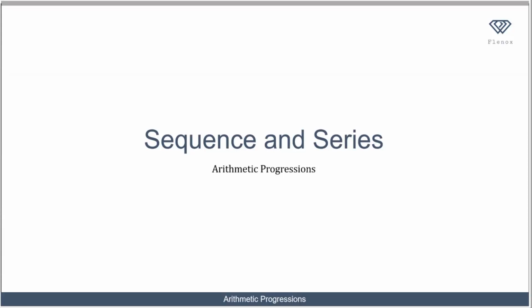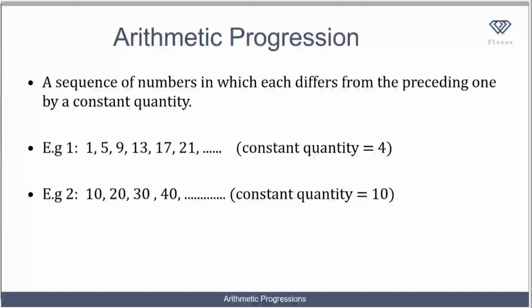So let's take a look at arithmetic progressions. What is an arithmetic progression? A sequence of numbers in which each differs from the preceding one by a constant quantity. Here, if you look at our previous example where we had 1, 5, 9, 13, 17 and 21, we saw that the difference between each of those quantities was 4.